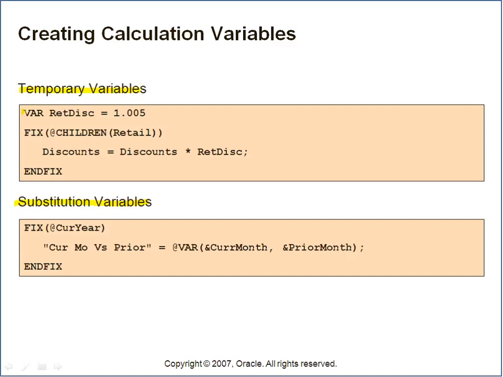Temporary variables are created using a keyword called where. So in this particular example, I have used where retail discount is equal to 1.005. And then the discount is calculated using discounts into RET discount. Okay. In a temporary variable, you can directly use it just like a member. You do not need any special ampersand sign to use it.